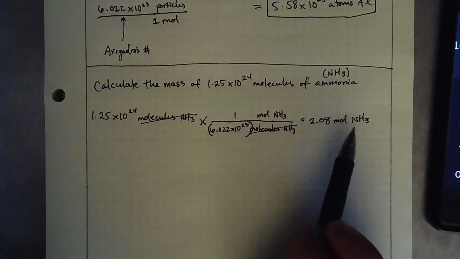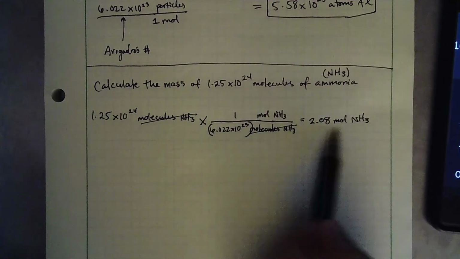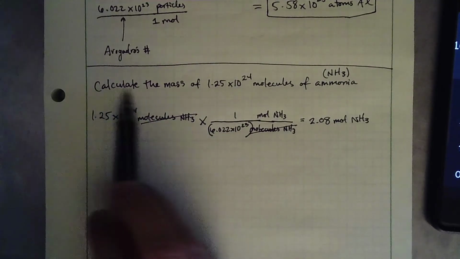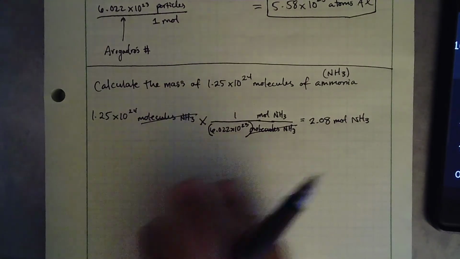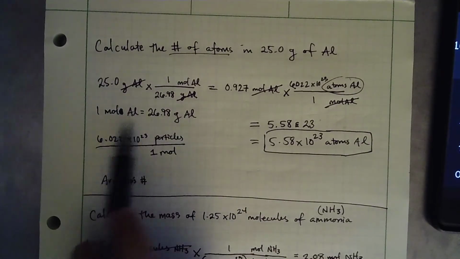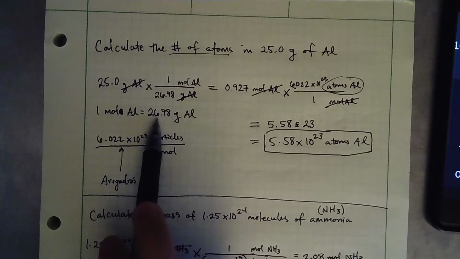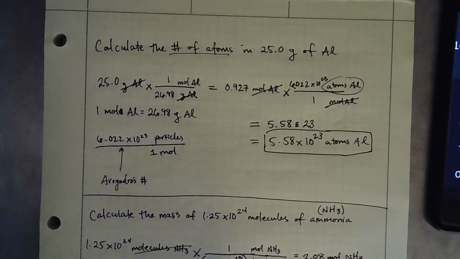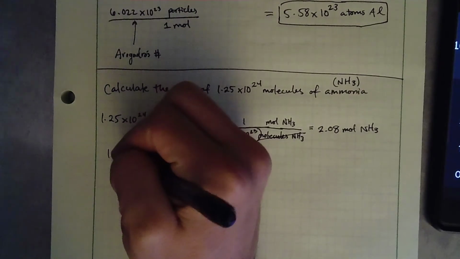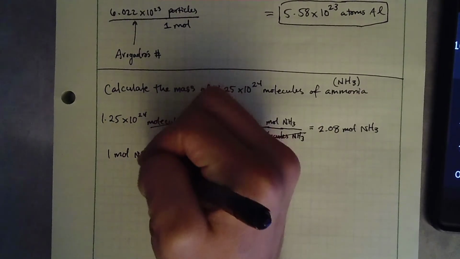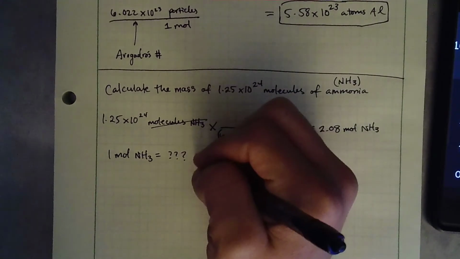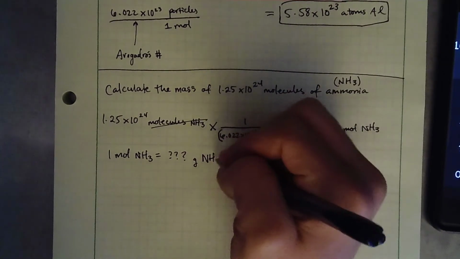Now I need to figure out the mass, right? So I know how many dozens I have, or how many moles I have. How much does that weigh? Well, if we look back at the previous problem, I need something like this, right? 1 mole of aluminum was 26.98 grams. I want to know how much 1 mole of ammonia weighs, okay? So 1 mole of NH3 is equal to question mark grams of NH3.